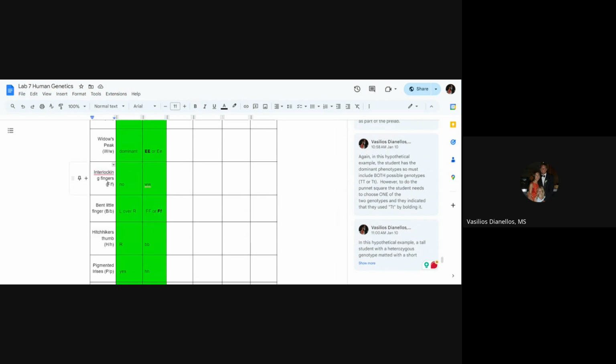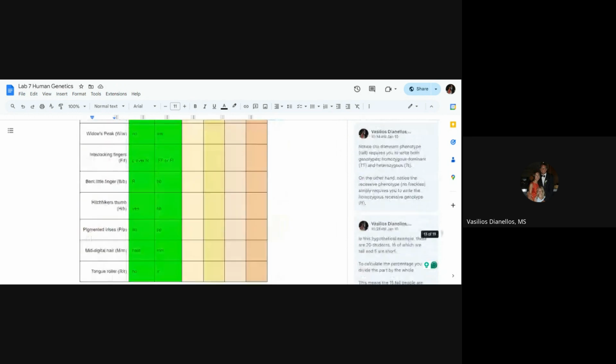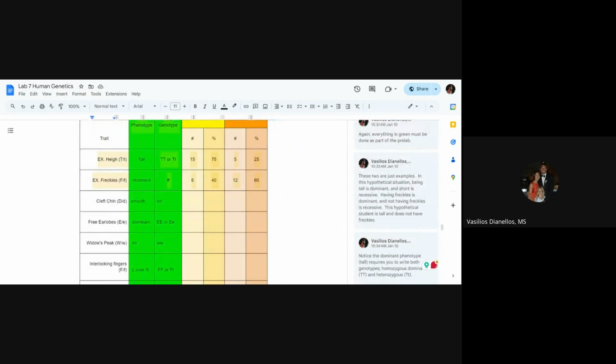So yeah, that's it. And like I said, what we'll do in lab is, everybody will know this. So as a group, I'll stand up there and I'll ask everybody, raise your hand if you have a smooth chin, raise your hand if you have a dimpled chin. And that's when we'll fill all this out. Okay. And that's pretty much it.